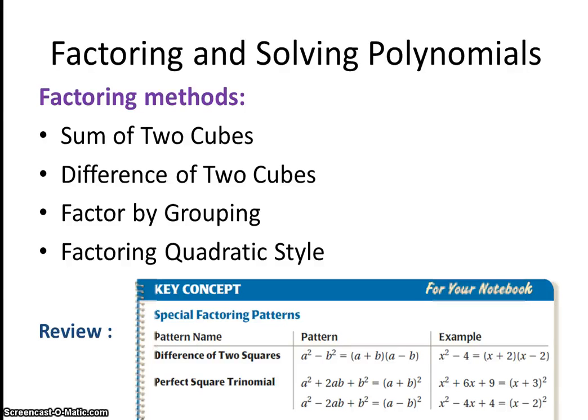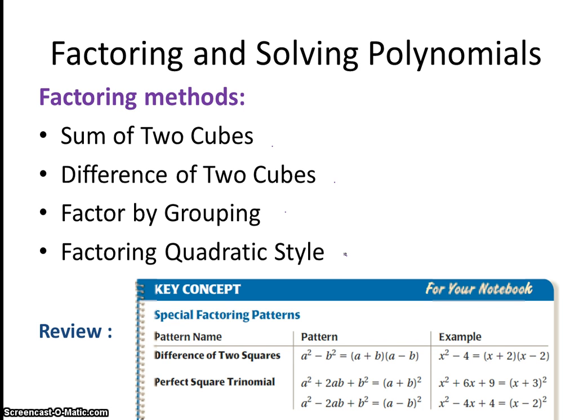Hi class, today we are going to be factoring and solving polynomials. So we're going to start off with several different new methods and a review of some old methods. The new methods that we're going to learn today are the sum of two cubes and the difference of two cubes. Then we have a new method called factor by grouping, and then also factoring quadratic style.